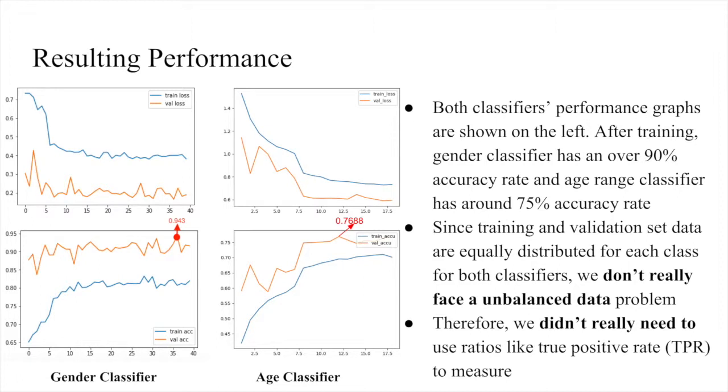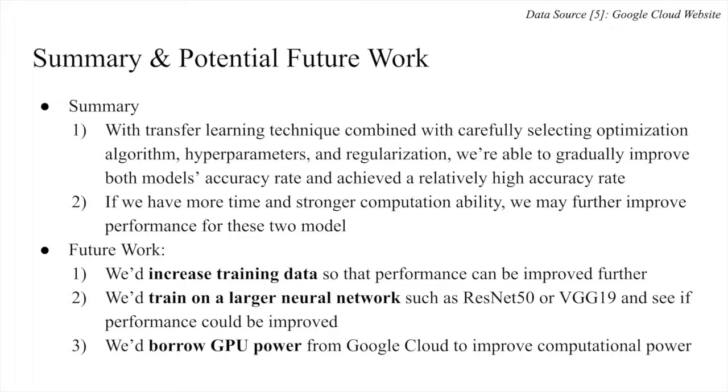And since training and validation data are equally distributed for each class for both classifiers, we don't really face an unbalanced data problem here, and therefore we didn't need to use ratios such as true positive rate or false positive rate to measure our resulting performance. In summary, with transfer learning technique combined with carefully selected optimization algorithm, hyperparameters, and a regularization technique, we're able to gradually improve both models' accuracy rate and achieve a relatively high and satisfying result.